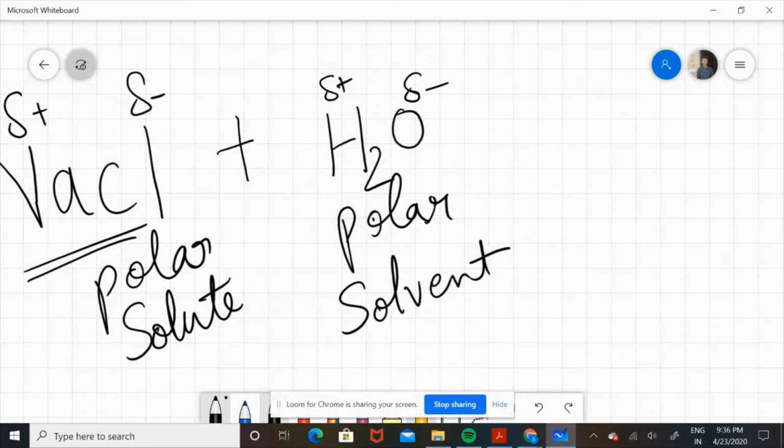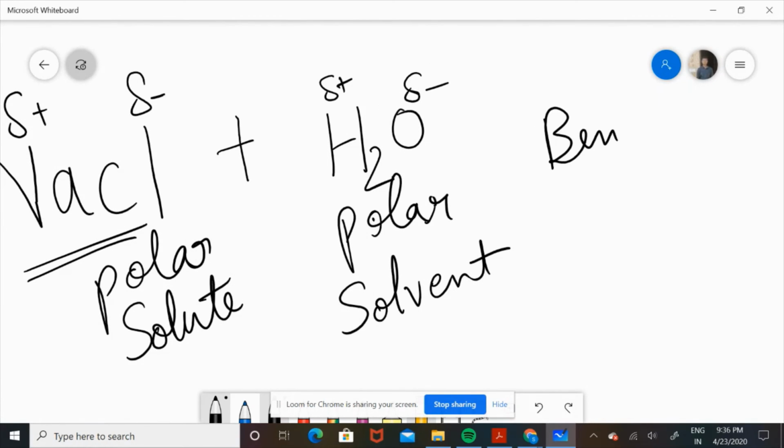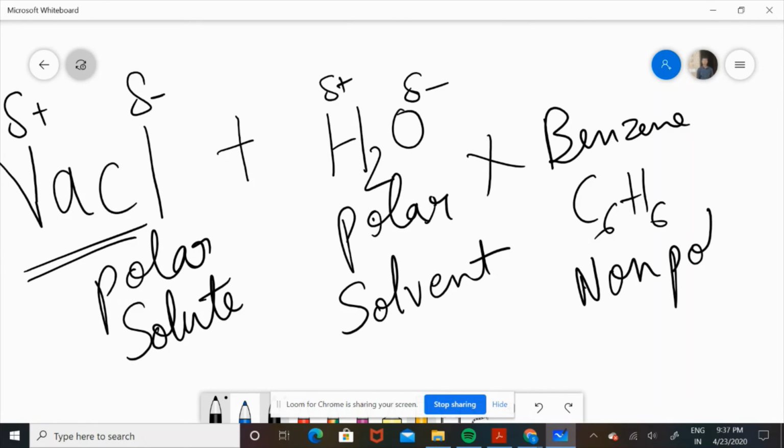But if I take benzene, what is the chemical formula of benzene? C6H6. Is it polar? The answer is no, it is not polar. So what will happen? These two will not make a solution because this is non-polar and this is polar. So solubility depends on their nature, whether they are polar or non-polar. I hope you got it.